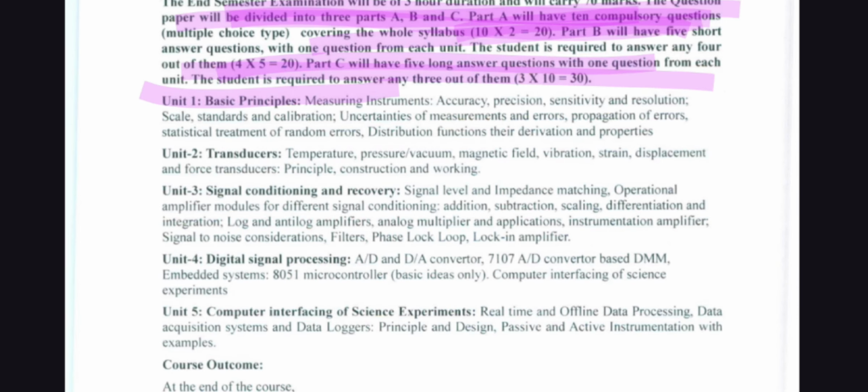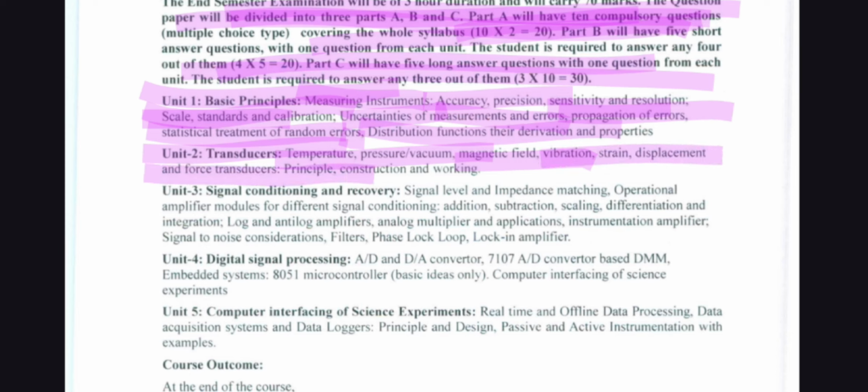So unit first is here. Basic principle: measuring instrumentation, accuracy, precision, sensitivity and resolution, scale, standard and calibration, uncertainty of measurement and error, propagation of errors, statistical treatment of random errors, distribution function, their derivation and properties. Unit 2 is here. Transducer: temperature, pressure, vacuum, magnetic field, vibration, strain, displacement, and force transducer.